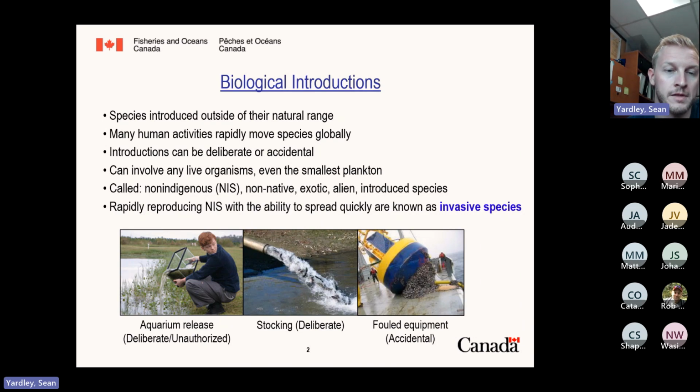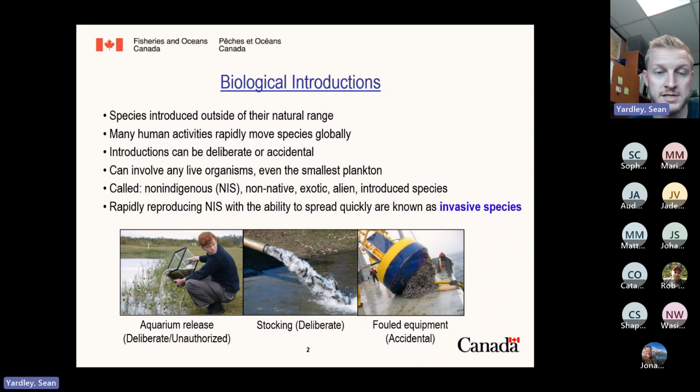And then it's important to make the distinction between an NIS and an NIS that's considered an invasive species. So what makes a species invasive is its ability to rapidly reproduce in a system and then spread quickly and impact that system in whatever way they do.